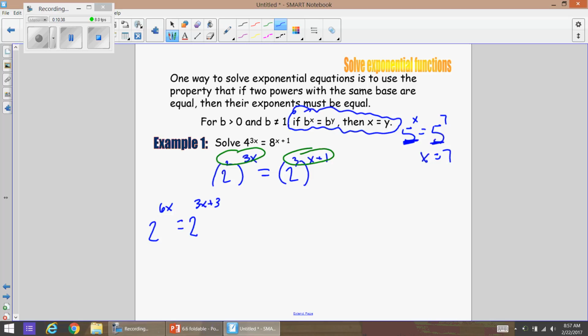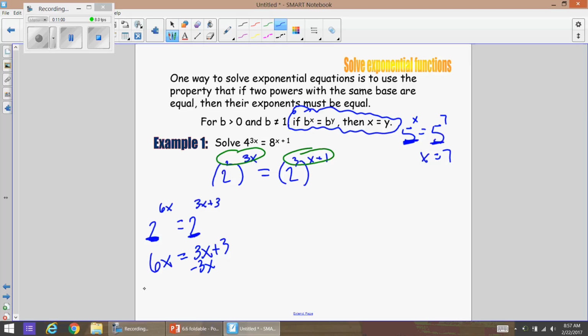Now, at this point, it says if b to the x equals b to the y, then x equals y. You've got 2's. See, your base is the same. There's a 2, there's a 2. So it's really 6x equals 3x plus 3. It went from being a scary algebra 2 problem to just being a nice, simple little algebra problem.